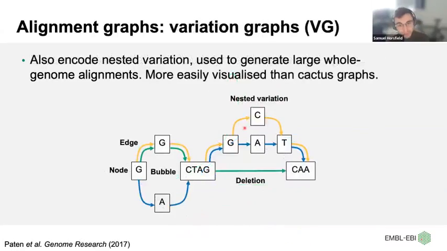An improvement upon cactus graphs, I would say, are variation graphs. So these represent all scale, hierarchical scale variation, but at a sequence level, and can be used to generate whole genome alignments. They're much more easily visualized than cactus graphs. And there's actually a toolkit called the VG toolkit, the variation graph toolkit, which can be used to convert cactus graphs into this more human readable format.